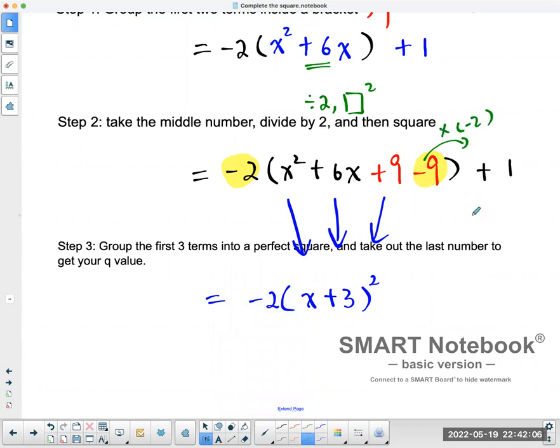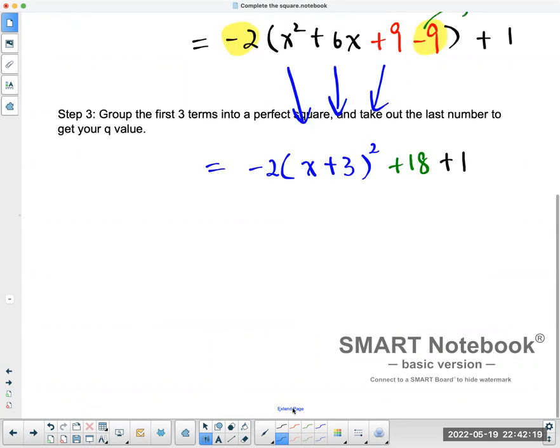So instead of bringing out the 9, you actually bring out positive 18. Right? -9 has to be multiplied by the a value when you come out of the bracket. That's an 18. So now we can finish our question off. It's going to equal -2(x plus 3) squared plus 19. Okay.